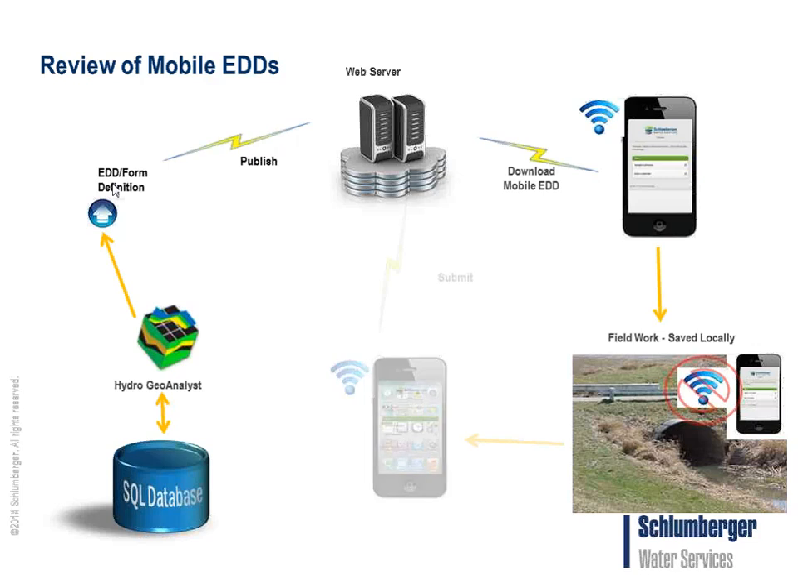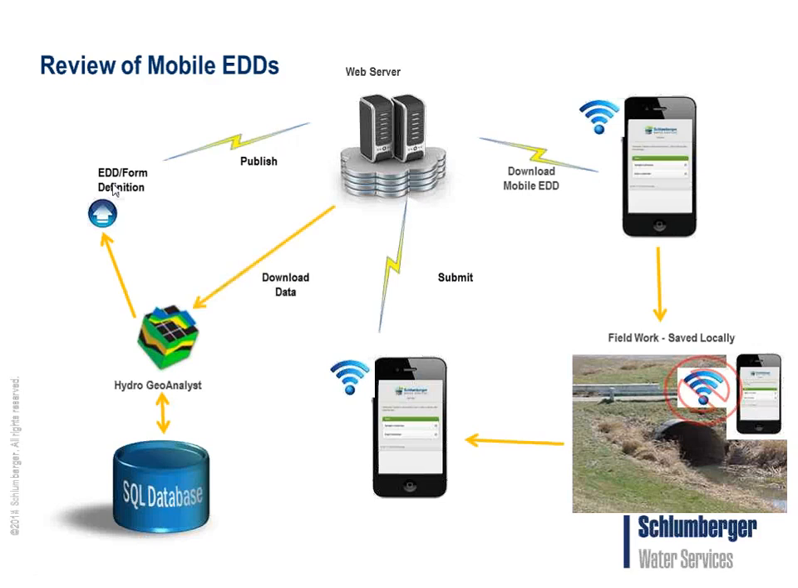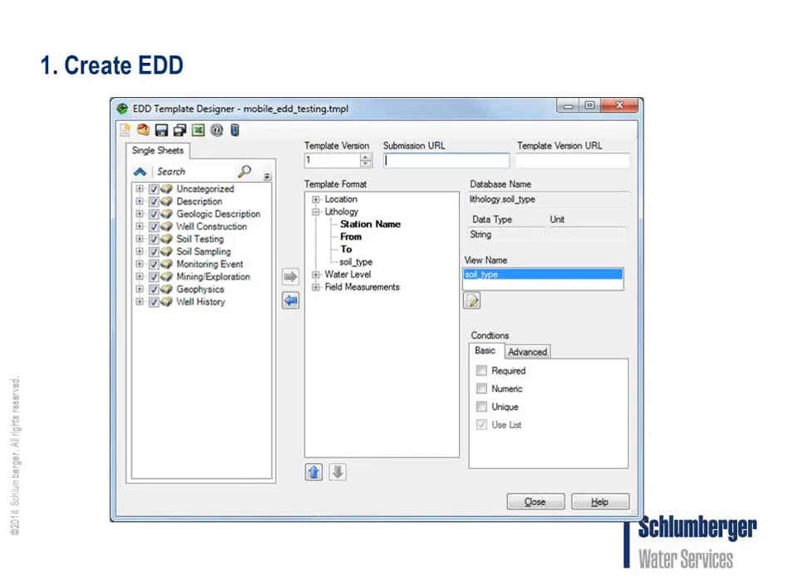So at the end of the day, or perhaps even partway through the day, when you get to a point where you have an internet connection, you can in fact submit back up to the web server any of the data that you've collected so far. And as soon as it's been submitted back up to the web server, HGA can connect to the web server and download that data and import it into the database. So let's take a look at how you would do this within the program.